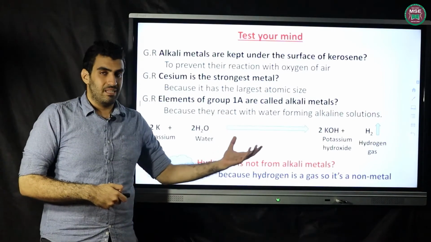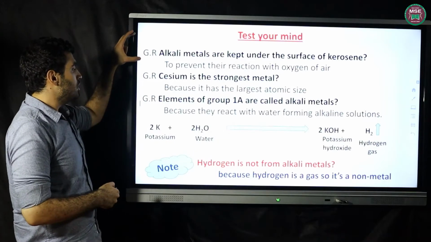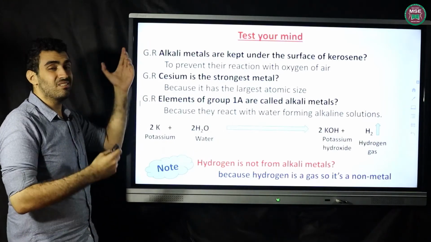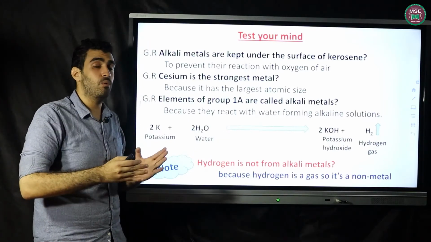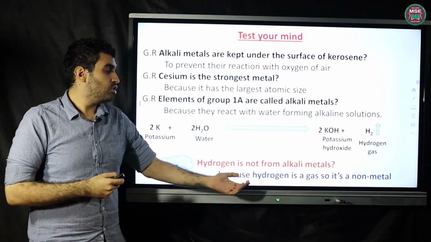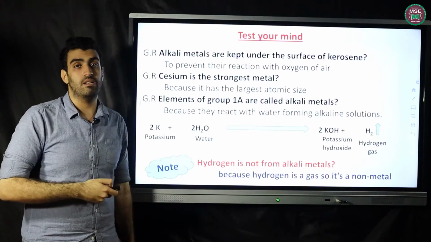Hydrogen is not an alkali metal. Group 1A starts from hydrogen to francium, but why is hydrogen not considered an alkali metal? Why is it a non-metal? Because hydrogen is a gas, so it's a non-metal. Okay.